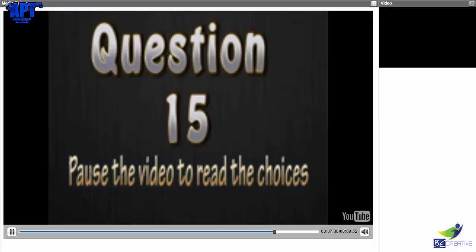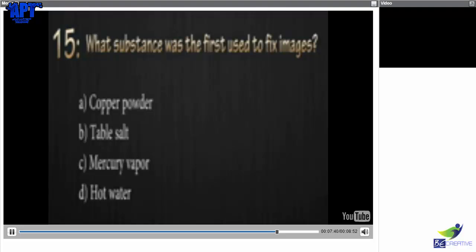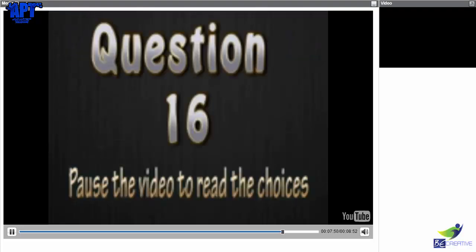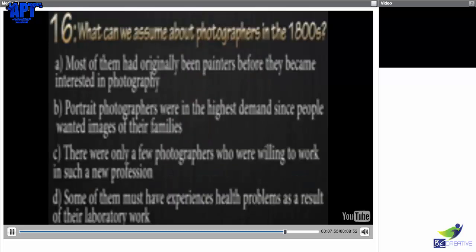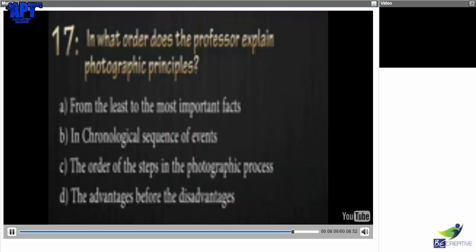15. What substance was first used to fix the images? 16. What can we assume about photographers in the 1800s? 17. In what order does the professor explain photographic principles?